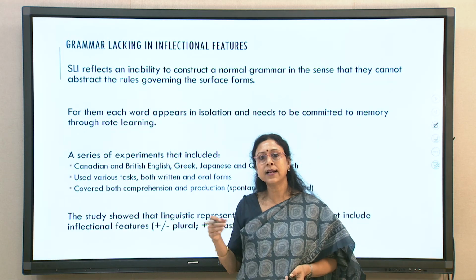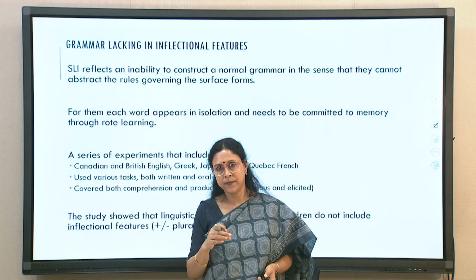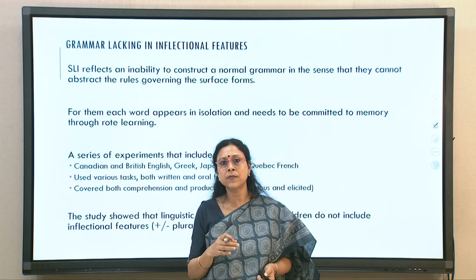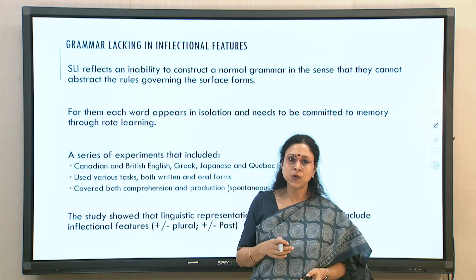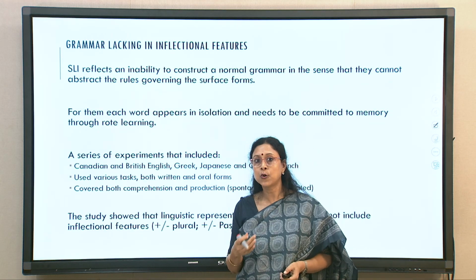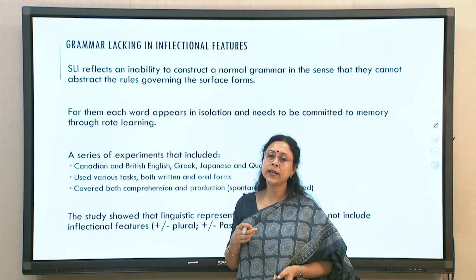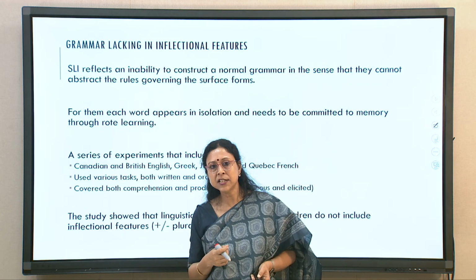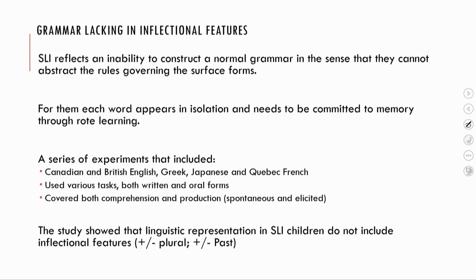They are simply looking at the sentences and the words in isolation, not as a part of a rule governed phenomenon. So, for them each word appears in isolation and needs to be committed to memory through rote learning. They are not following a rule, they are just memorizing, as a result of which they make mistakes. A series of experiments were done that included Canadian and British English, Greek, Japanese and Quebec French. They used various tasks, both written and oral formats, covering both comprehension and production, spontaneous and elicited.